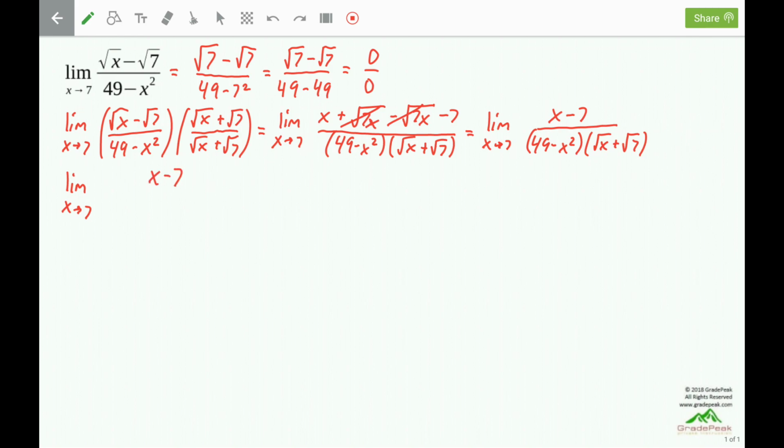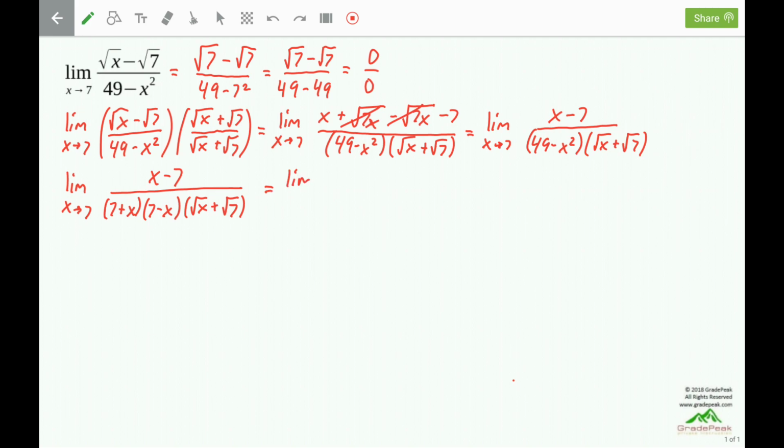The numerator stays the way it is, but the denominator is a difference of squares, and we'll factor into 7 plus x and 7 minus x times the root x plus root 7. We can now see the factors, as x is going to 7, that are making 0. They are here and here. Those do not cancel just yet. They're opposite signs of each other.